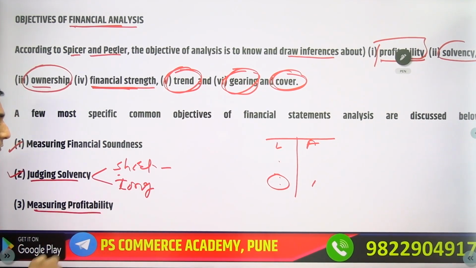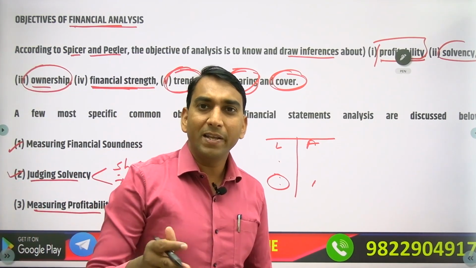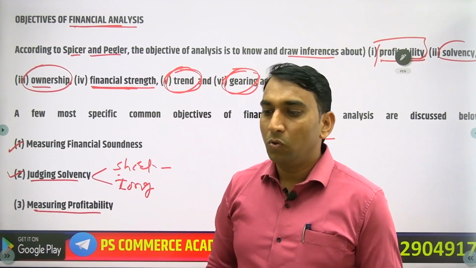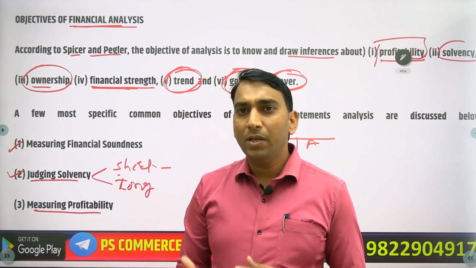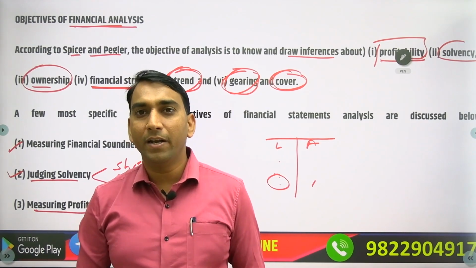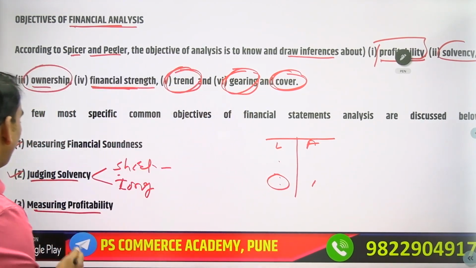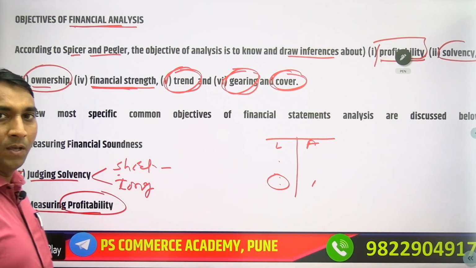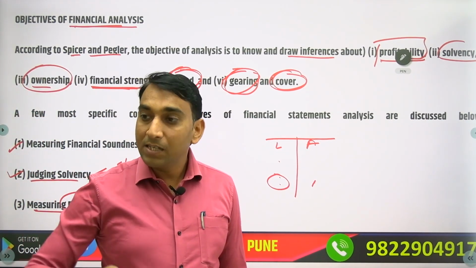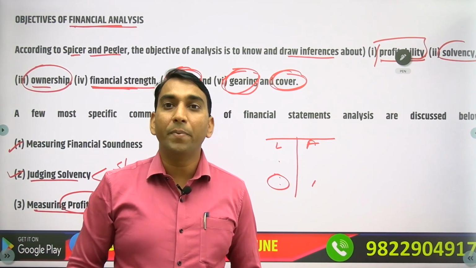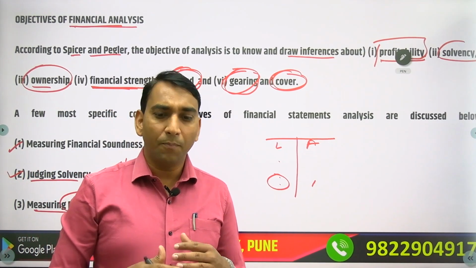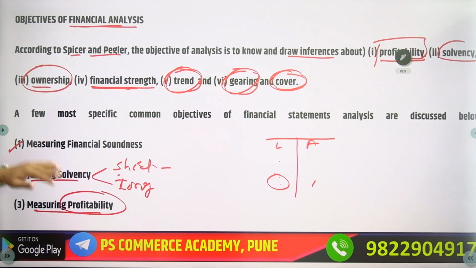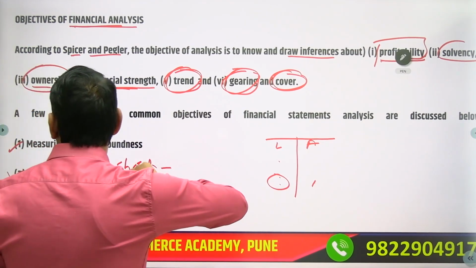After that, measuring profitability. Everybody is interested in profit actually. Even the shareholders are very much interested in the profit, because if profits are very high, then they will get more dividend. So to check the profitability, how business is earning profit, whether business is earning good profit as compared to other competitors or not, or what is the industry average. With the help of financial analysis, we can check the profitability of the business. So these first three objectives are there.